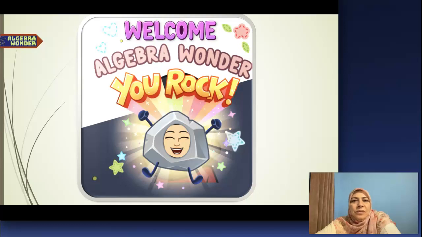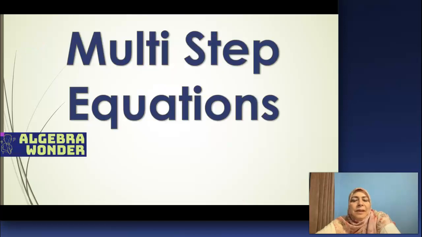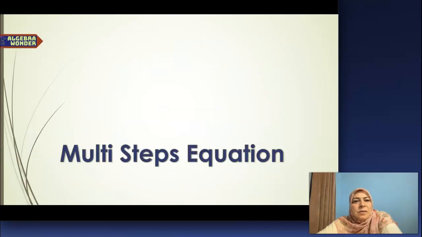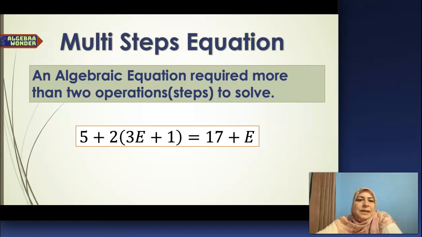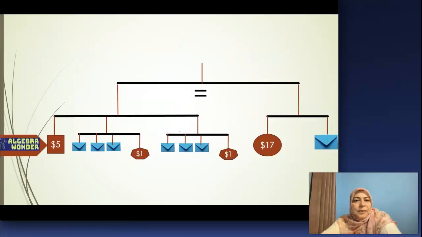This video we will talk about multi-step equations. So what are multi-step equations? A multi-step equation is an algebraic equation that requires more than two operations to solve. Here is an example: 5 plus 2 open parentheses 3e plus 1 close parentheses equals 17 plus 8. We're going to think about how we can solve that and model it.